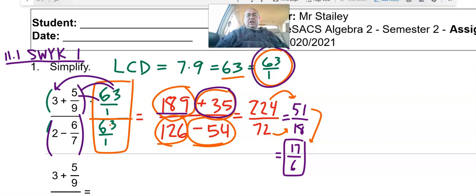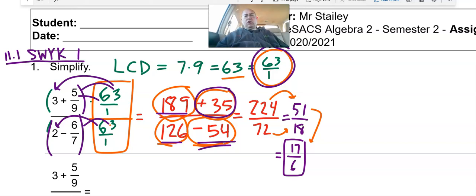Remember that 63 can be written as 63 over 1. I show that to you, and I'll do it the next time in the next question, and then I'll stop doing it because you'll know it's over 1. You just got to keep that in mind. On the bottom, on the denominator, I'm going to take 63 over 1 times 2 over 1, and that gives me 126. And 63 over 1 times negative 6 over 7. 7 goes into 63 9 times, so that's really negative 6 times 9, which is negative 54. Across the top, you add them together, you get 24. Across the bottom, you add them together, you get 72.